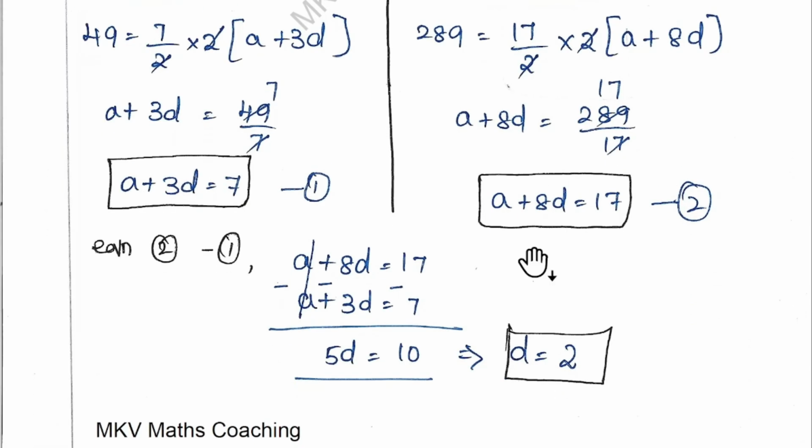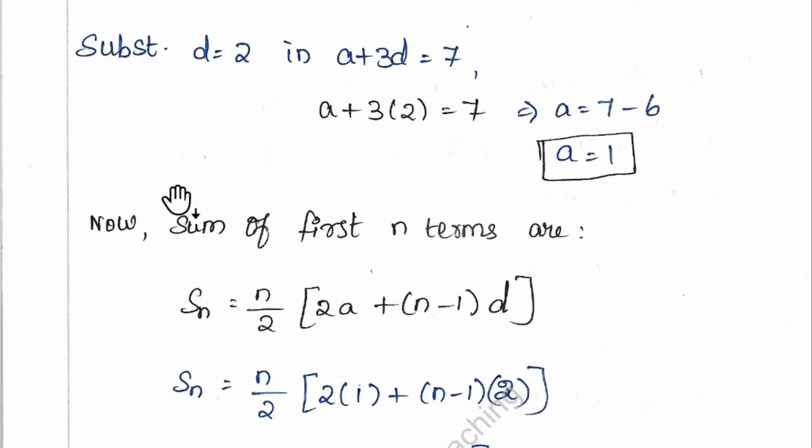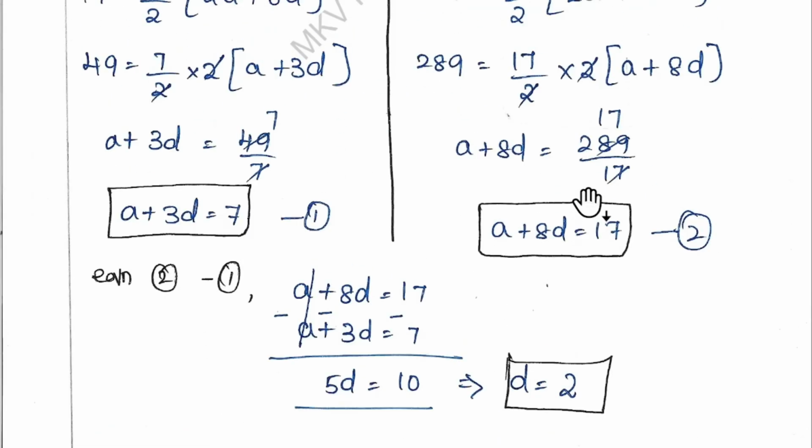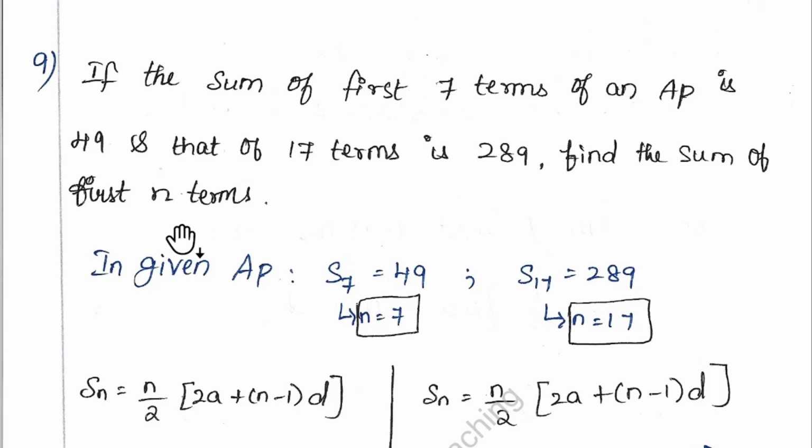Use the elimination method to get a value, d value. So when you subtract, I'm getting the d value as 2. And substitute this d value in this first equation. I'm getting a value as 1. Once you get a value, d value, what you need to find? Sum of n terms, right?